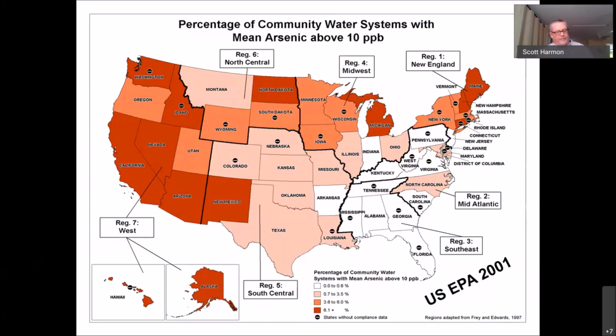EPA compiled this map from available compliance data. As noted on the map, though, almost half of the states did not provide their compliance data at the time that this was made. You can see it was made in 2001. I checked an updated map, and most of the states have submitted at least some data, but it's still incomplete to this day.